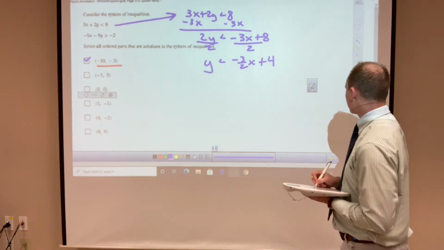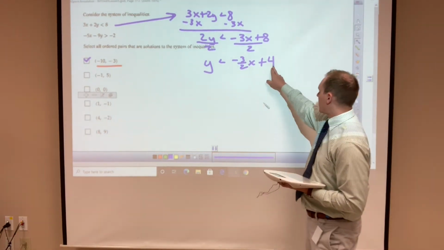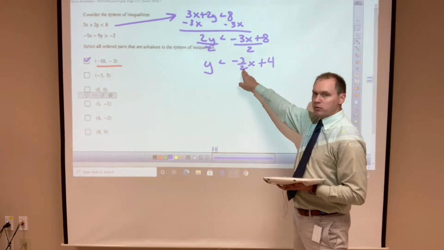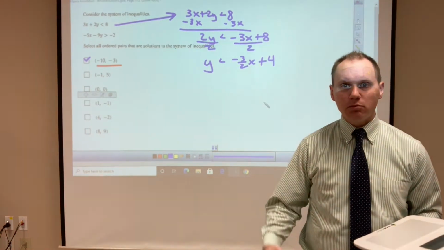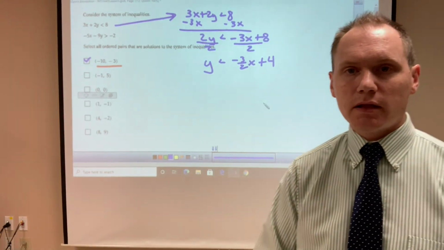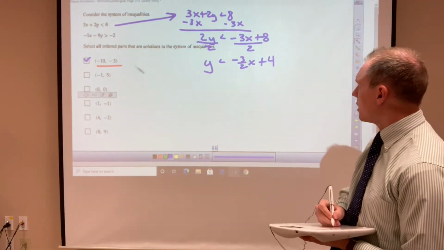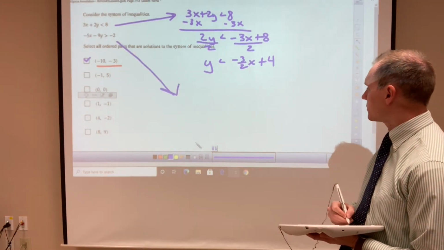All right, so if we think about this line here, it's got a y-intercept of 4 and a slope of -3/2. And we're going to shade below that line, and that line will be dotted. All right, and our bottom one here, I'll do this in red.